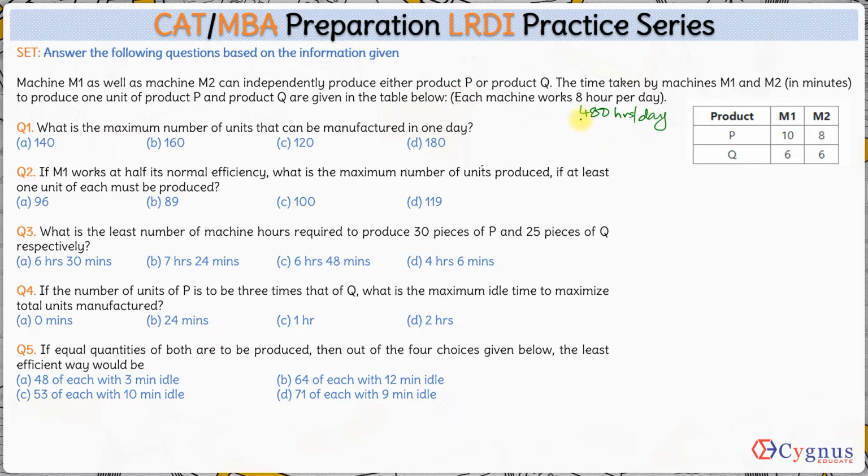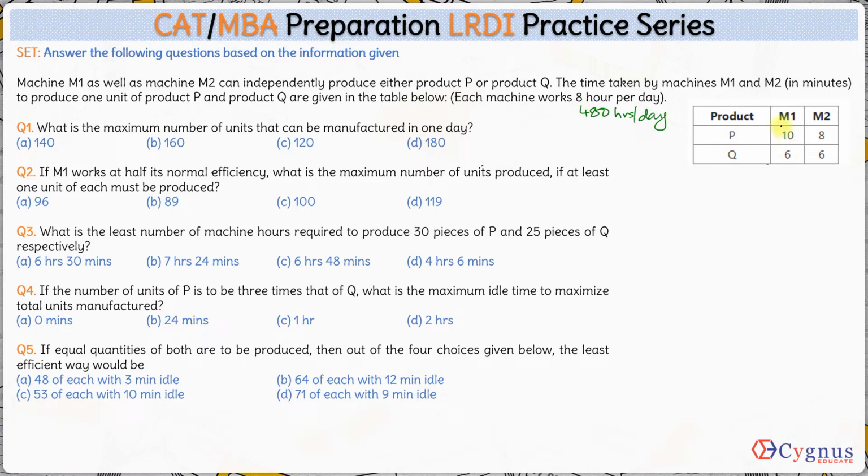Okay. Now we have to manufacture the maximum number of units in a day. So to manufacture the maximum number of units, what we need to do is minimize the amount of time taken to manufacture one unit. Hence what we will do is produce Q using both the machines, because Q takes the least time for both the machines to be produced.